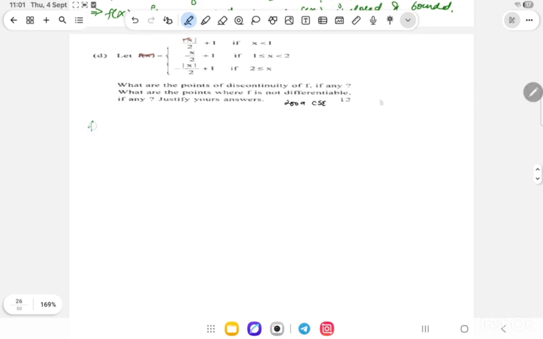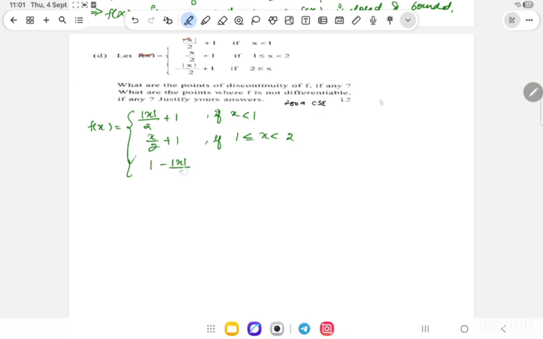The next question says that f(x) is equal to mod of x by 2 plus 1 if x is less than 1, x by 2 plus 1 if 1 is less than or equal to x less than 2, and 1 minus mod of x by 2 if 2 is less than or equal to x. They have asked us what the points of discontinuity of f are, if there are any, and further they have asked us what the points are where f is not differentiable. Okay, so we are supposed to find the points of discontinuity and the points where f is not differentiable.